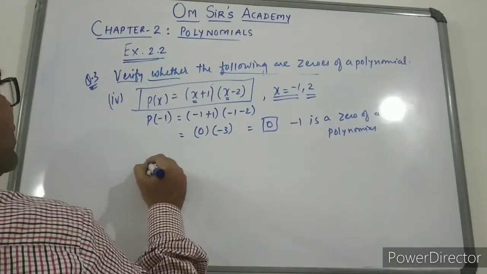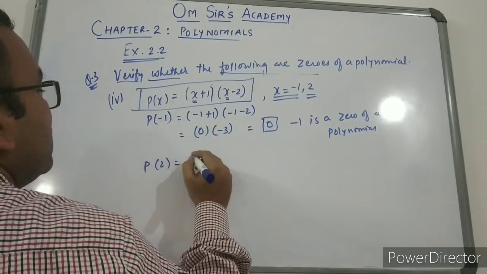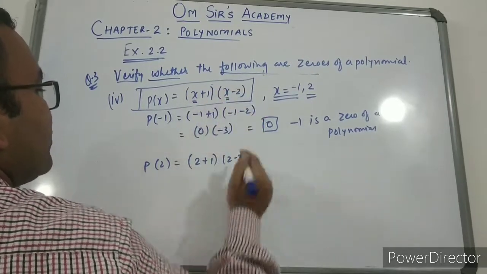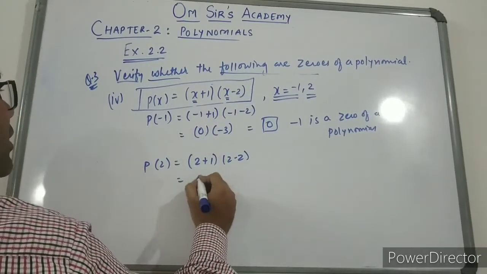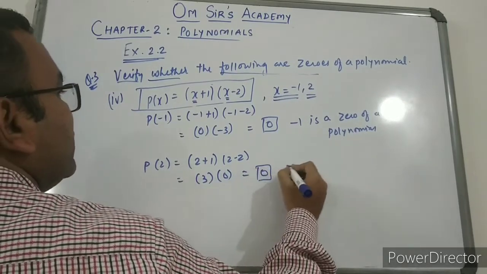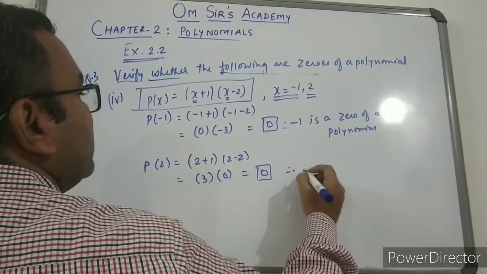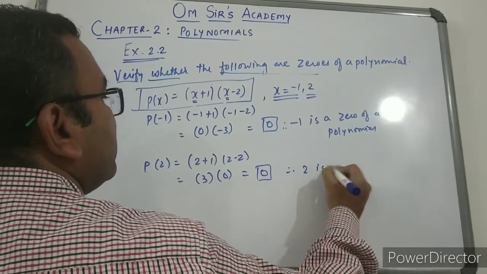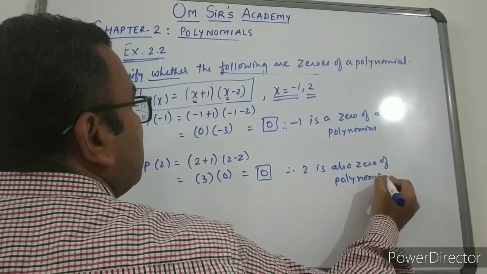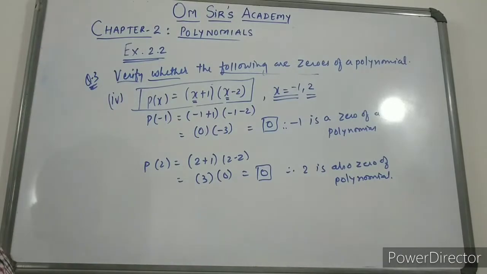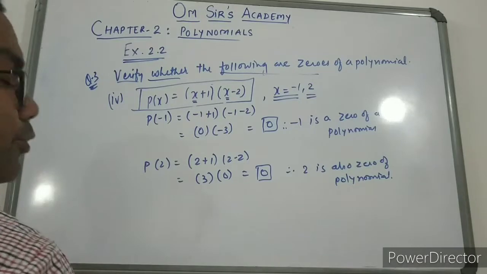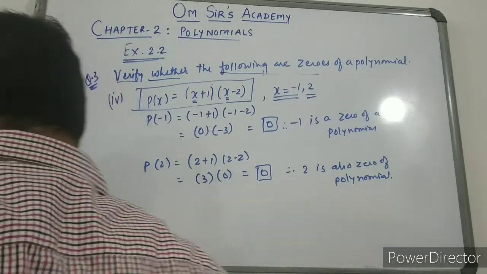Okay, then we substitute another value, that is 2 plus 1 and 2 minus 2. So what will it be? 2 plus 1 is 3 and 2 minus 2 is 0. So again 3 into 0 is 0. Therefore 2 is also a 0 of the polynomial. So in both the cases we got answer 0 by substituting both these values in the above polynomial. So both are zeros of the polynomial. So hope this is clear, friends.